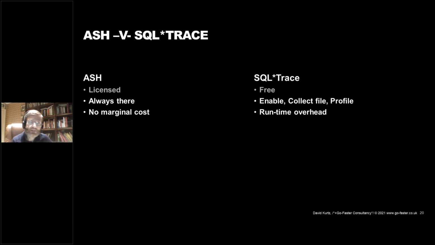ASH is always there though. There's no marginal cost for switching it on. Trace has got a runtime overhead, and that overhead varies depending on the nature of the program and the level of trace you're collecting. If you want to collect SQL and binds, and you've got a database that does a lot of parse, because it's that kind of application, Trace will have a bigger overhead. You also have to enable Trace, collect the files, and profile them, and that involves work.